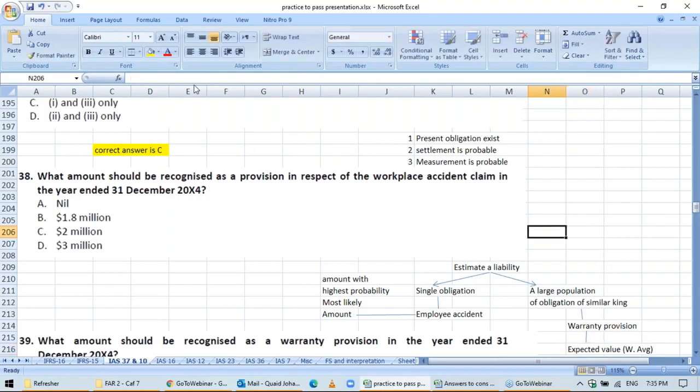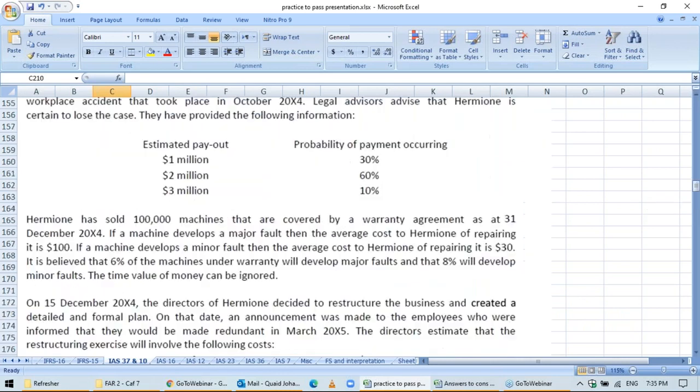Right? So now the question number 38 and 39. This covers this diagram. So my diagram covers these two questions. Over here, just check what happens in case of employee obligation, employee accident, how much is the chance of payment of 2 million?